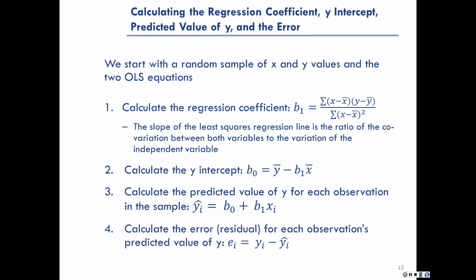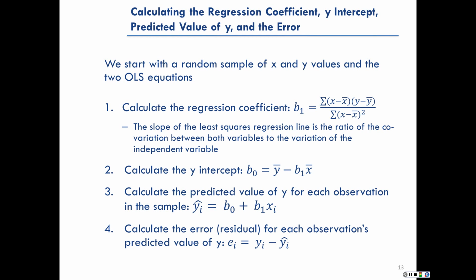The next thing you want to do is calculate the y-intercept. And so once you have beta 1 and the mean of y and the mean of x, this is very easy. The y-intercept, beta naught, is simply the mean of your dependent variable y minus your regression coefficient beta 1 multiplied by the mean of your independent variable x bar. And so then you've got your y-intercept.